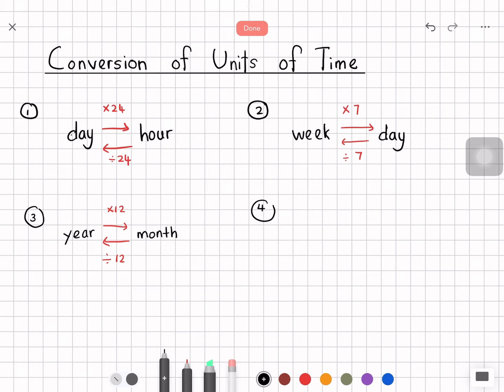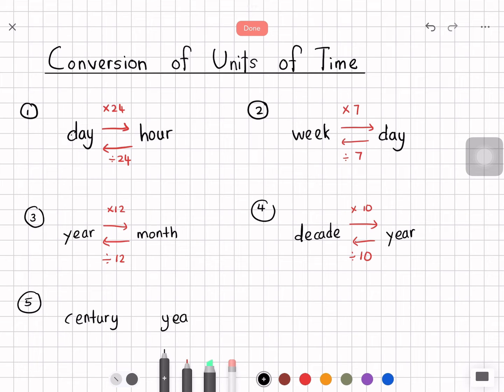The fourth one is decade to year. In 1 decade, we have 10 years. When we convert from decade to year, we have to times 10, and year to decade, we have to divide 10.